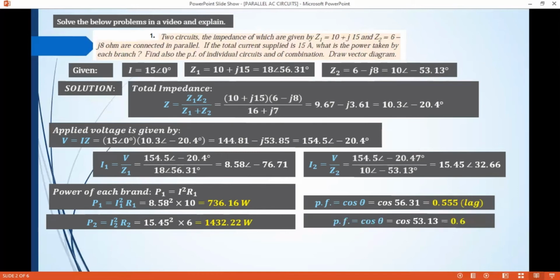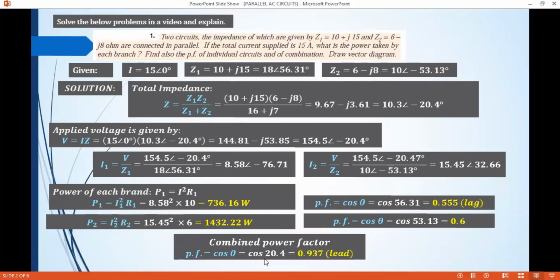Next is for the power factor. So the same formula. Then different for the angle, in the impedance 2 we have 53.13. So cosine 53.13, we have 0.6. And then the combined power factor, we have cosine theta, and the theta we will be using is from the total impedance, which is 20.4. So cosine 20.4 is equal to 0.937, and that is lead. So later on also, we will be having the vector diagram. So that will be discussed.